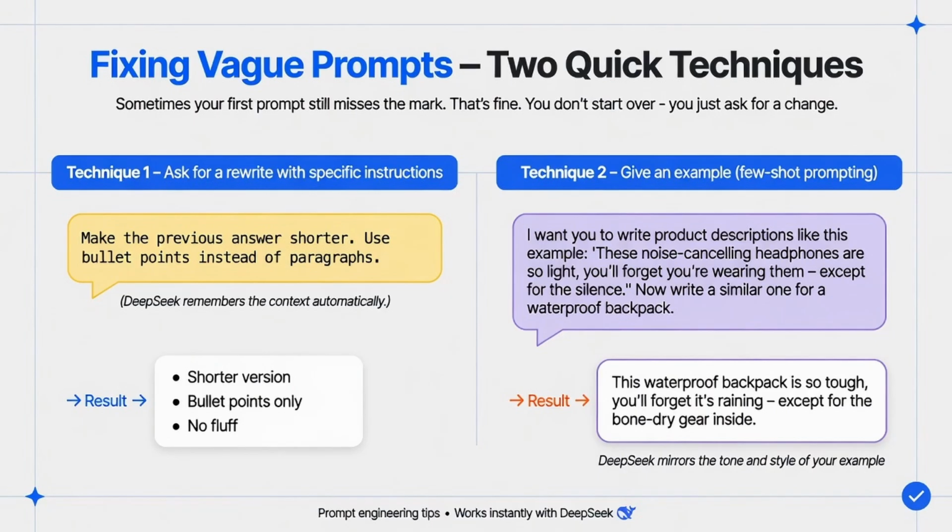Technique 2. Give an example. Few-shot prompting. I want you to write product descriptions like this example. These noise-canceling headphones are so light, you'll forget you're wearing them, except for the silence. Now write a similar one for a waterproof backpack. Result. DeepSeek mirrors the tone and style of your example.